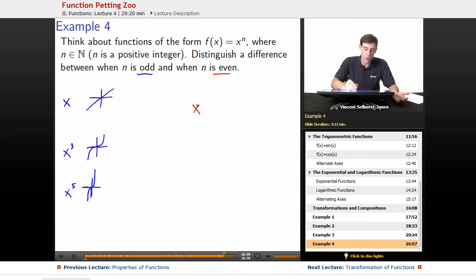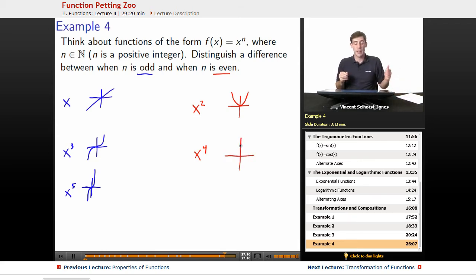Let's compare some even ones. Say we've got x squared. Well, we know what that one looks like. Just looks like a parabola. X to the 4th. Well, like a parabola, but it grows even faster, right? By the time we get to positive 2, instead of just being at 4, we're at 16. So it grows really fast. Not quite as fast as x to the 5th, but faster than x cubed.